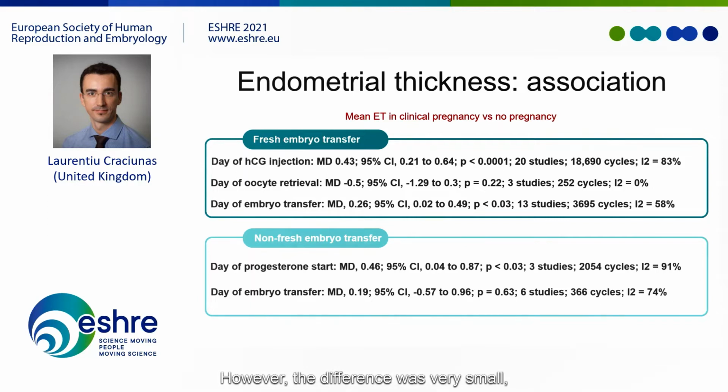However, the difference was very small, with a point estimate less than 0.5 millimeter. This is important because we know there is variability in measurements, and 0.5 millimeter doesn't really mean anything clinically. A similar difference was seen in non-fresh embryo transfer, when the endometrial thickness was measured on the day of the commencing of progesterone treatment.